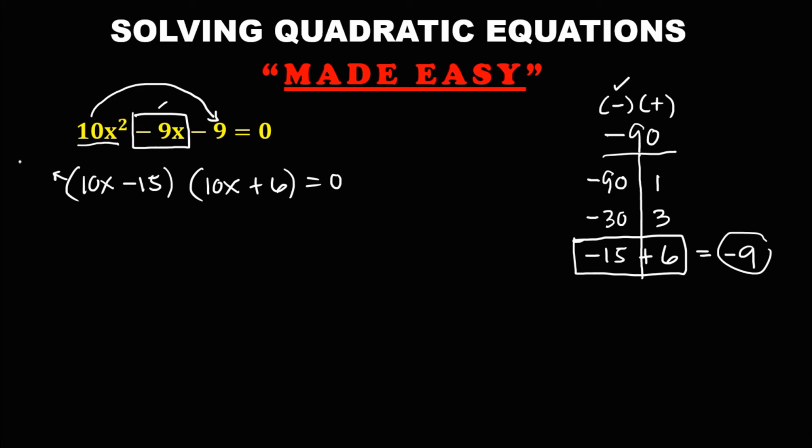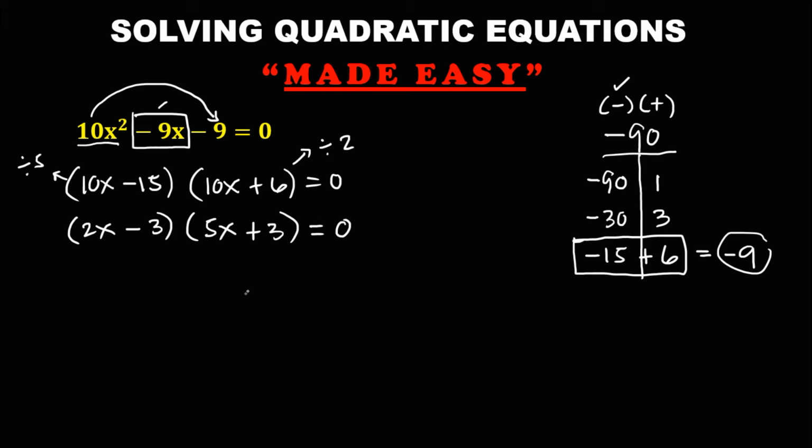Since this factor is divisible by 5, this becomes 10 divided by 5, that's 2x, minus 15 divided by 5, that's 3. Then times, for this factor divisible by 2, 10 divided by 2 is 5x, then plus 6 divided by 2, that's 3, then equals 0.